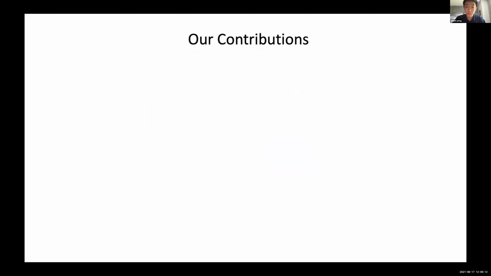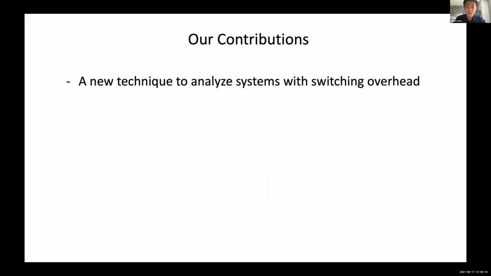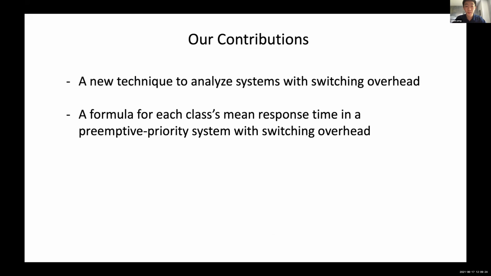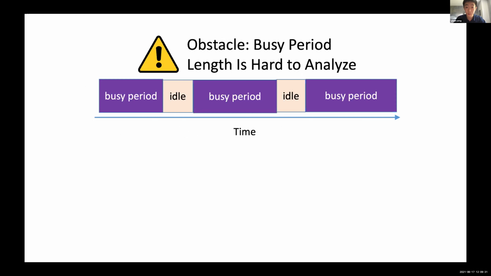So what are our contributions? Well, we developed a new technique to analyze system switching overhead, and to analyze the issue with the fails and resumes described before. And we came up with an exact formula for each class's mean response time in a preemptive priority system with switching overhead.